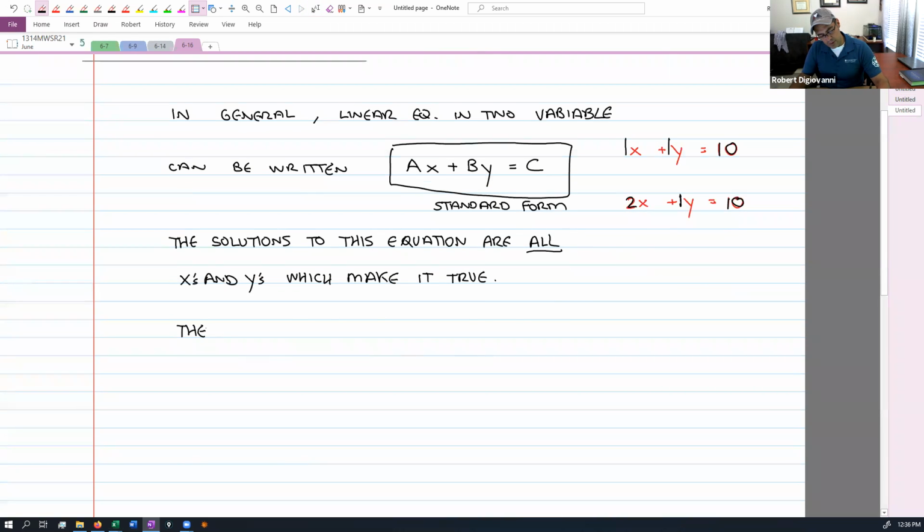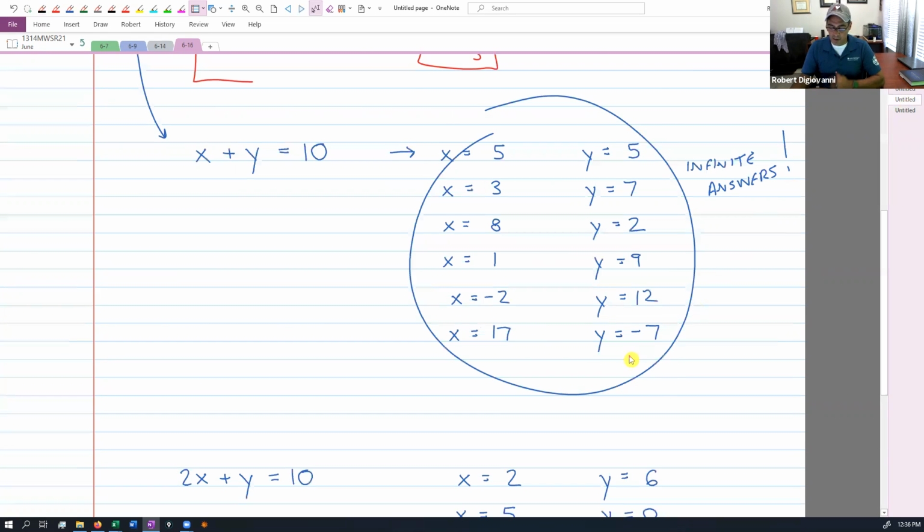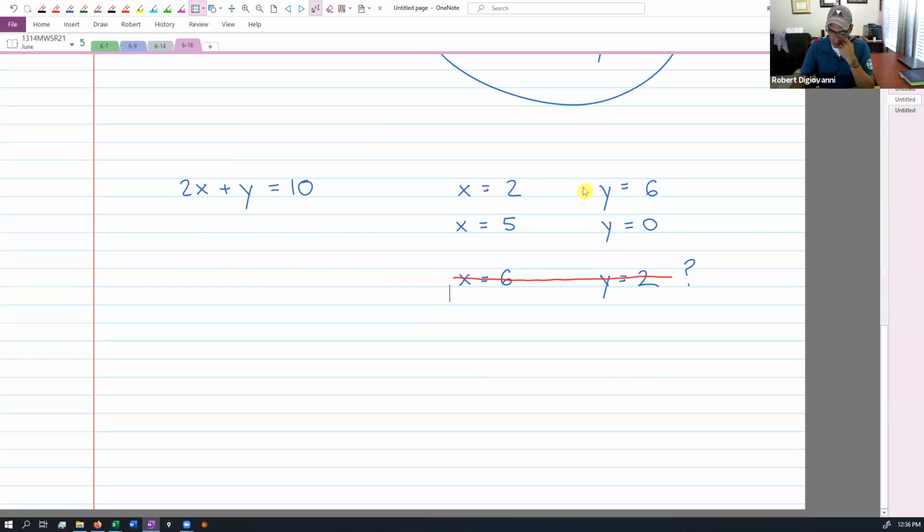These solutions are called ordered pairs. They're pairs of numbers where the order matters. Like I was saying here, for this example, this first solution is 2, 6. X is 2, Y is 6. And we can't flip it around. The order is important, so we can't do 6 and 2.